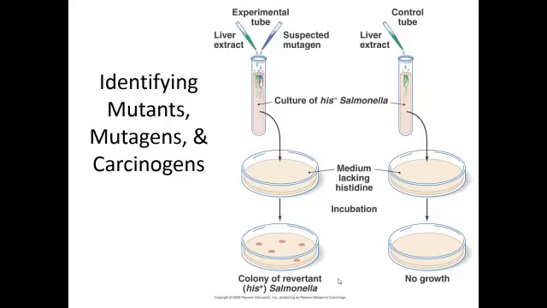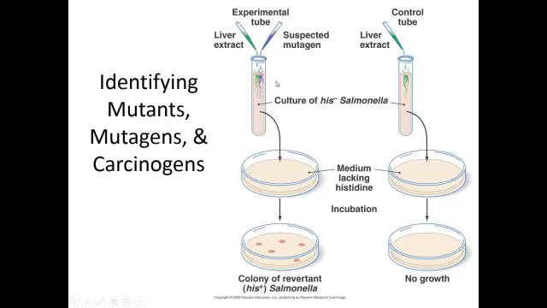They're single-celled. So what we do in the Ames test is we take our test organism, which is a strain of Salmonella that has a mutation so that it can't produce its own histidine, which is an essential amino acid for making proteins. So we take the experimental tube and we put the suspected mutagen in. We'll say it's red dye number 5. And then we would put liver extract in.